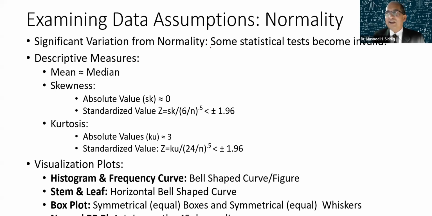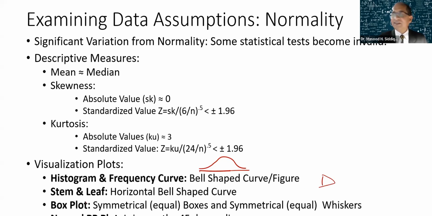If there is significant variation from normality, there will be a question mark on the validity of some statistical tests. How can normality be examined? One method: there won't be much difference between mean and median. The absolute value of skewness would be approximately 0. The absolute value of kurtosis would be approximately 3. Histogram and frequency curve would be a bell-shaped curve. Stem and leaf would also be a bell-shaped curve, but horizontal.